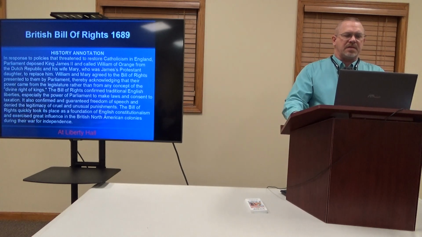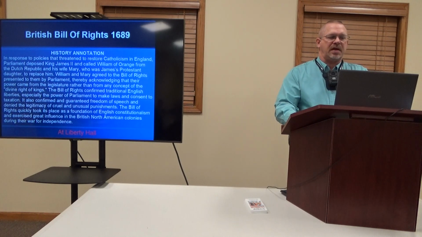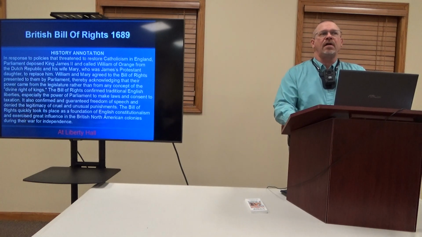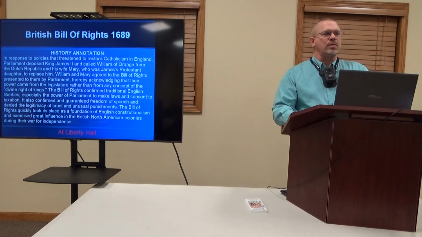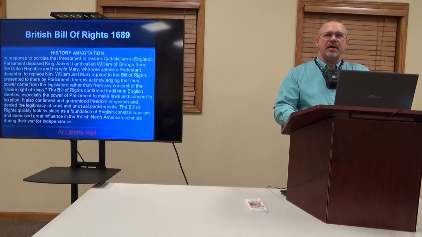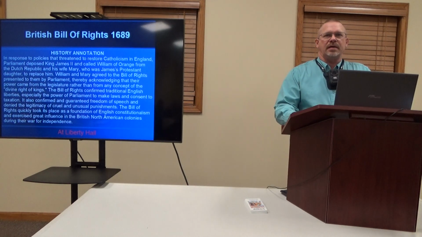History annotation: in response to the policies that threatened to restore Catholicism in England, Parliament deposed King James II and called William of Orange from the Dutch Republic and his wife Mary, who was James's Protestant daughter, to replace him. William and Mary agreed to the Bill of Rights presented to them by Parliament, and this is what we're going to go over, thereby acknowledging that their power came from the legislature rather than from any concept of the divine right of kings. So remember, starting out in the 1100s, the king had a divine right to rule, but the people had a divine right to liberty. And that trumped the divine right to rule.